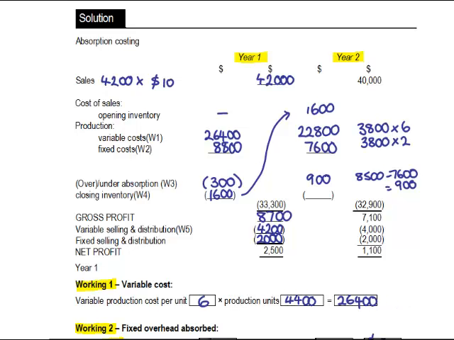Next we've got our closing inventory. Well, let's think. We had 200 opening. If we add in what we've produced, which is 3,800, that gives us 4,000, and we've sold them all. So we end up with no closing inventory. That all comes back to a cost of goods sold of 32,900 giving us gross profit of 7,100. If we take off our variable selling and distribution costs, so this time it's 4,000 times 1, and the fixed overhead for the selling and distribution costs, we end up with net profit of $1,100.